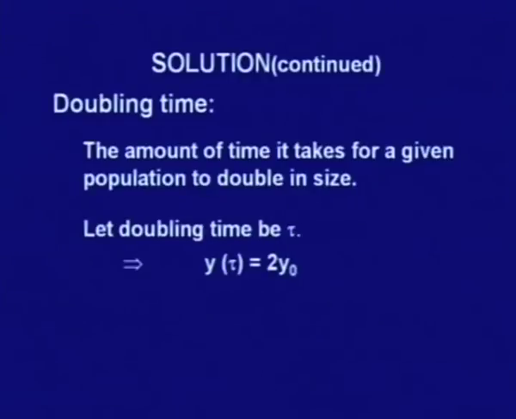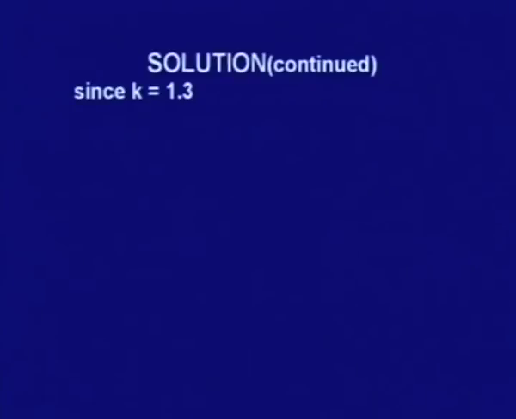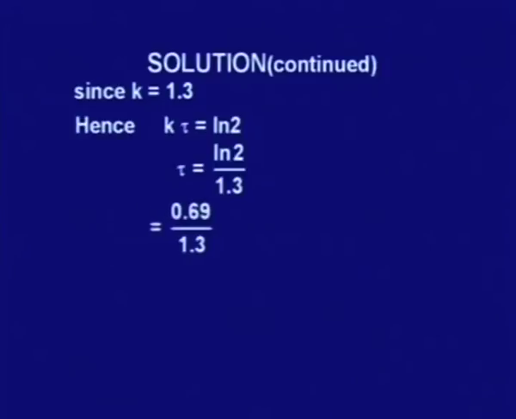Y tau is 10,000 times e to the power k tau, and initially the value of y naught, that is the number of cells at the beginning, is 10,000. So, twice of this would be 20,000. Thus, what we got is that e to the power k tau is equal to 2. Now, we know that in this solution k is 1.3. So, we incorporate this: k tau is equal to log 2 after taking logarithm, and incorporating the value of k as 1.3, we get that tau is approximately 0.69 divided by 1.3, that is approximately 0.533.